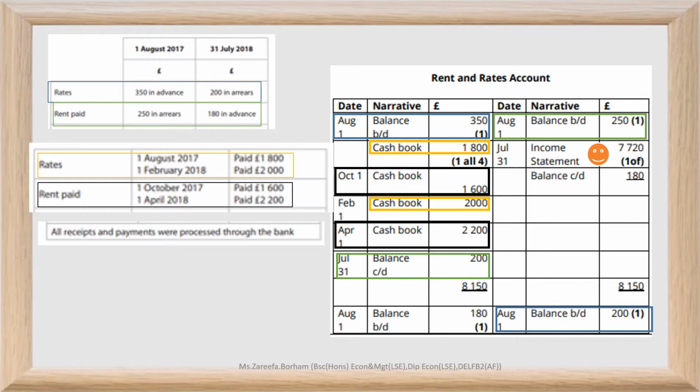Recording the rent and rates paid. Since the question states all payments are made through the bank, the narration should be bank or cash book. When recording the payments, all payments should be debited since increase in expenses should be debited. Finally, you should balance it off, and the missing figure is the income statement figure.